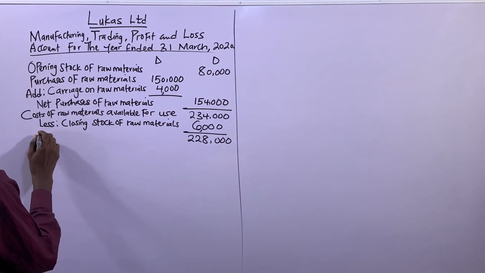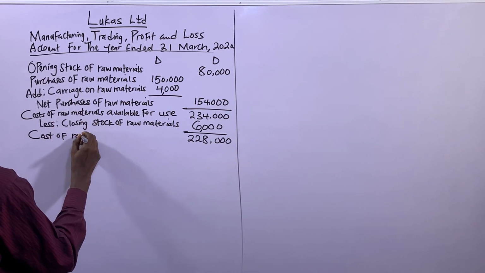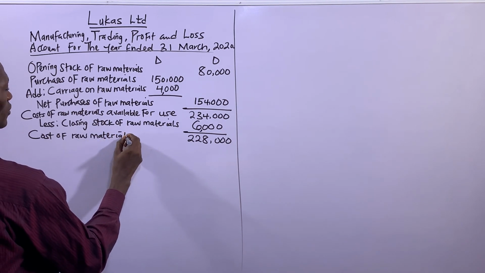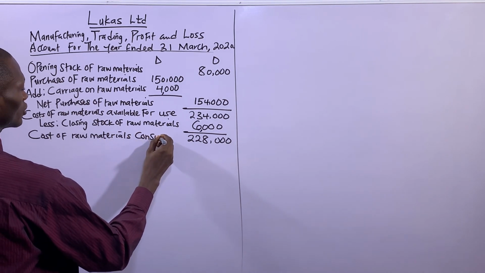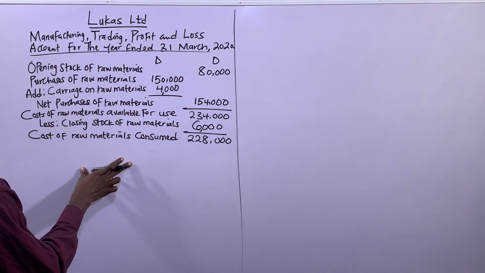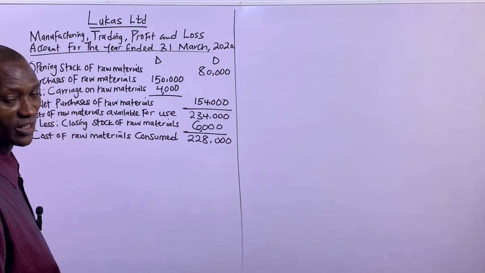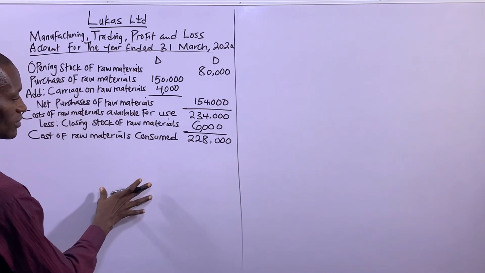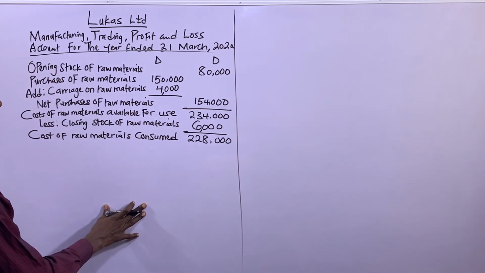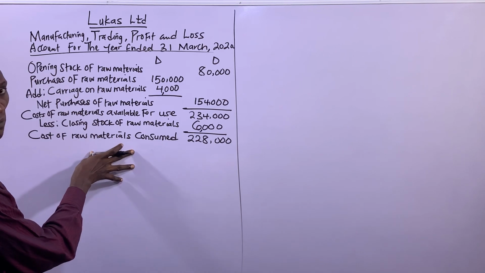So we call this cost of raw materials consumed. Then we add direct costs to it. You can make a reference to the first episode, where we talked about how prime cost is arrived at. So we want to get our prime cost now. So we will have direct costs, plus our cost of raw material consumed.